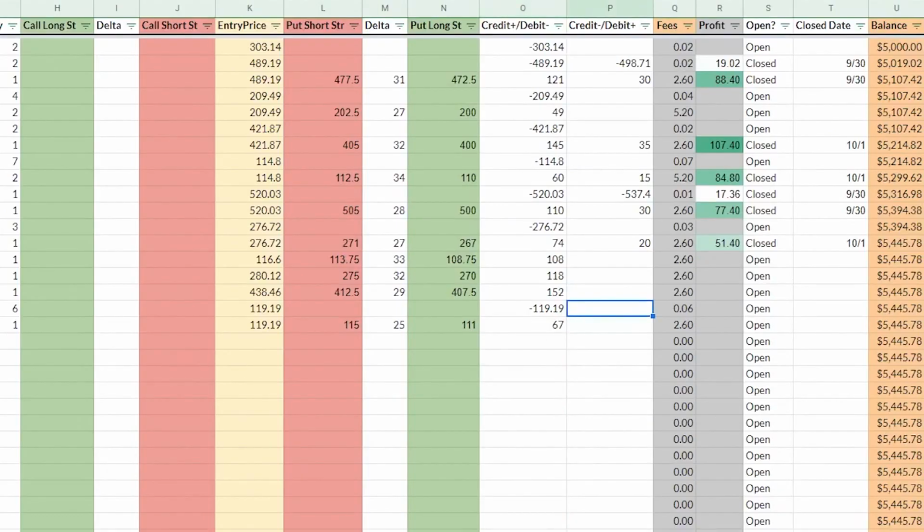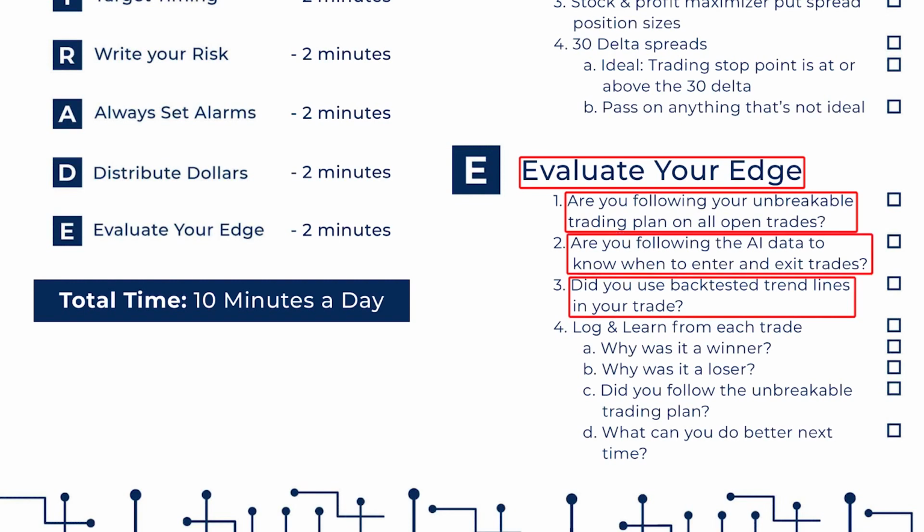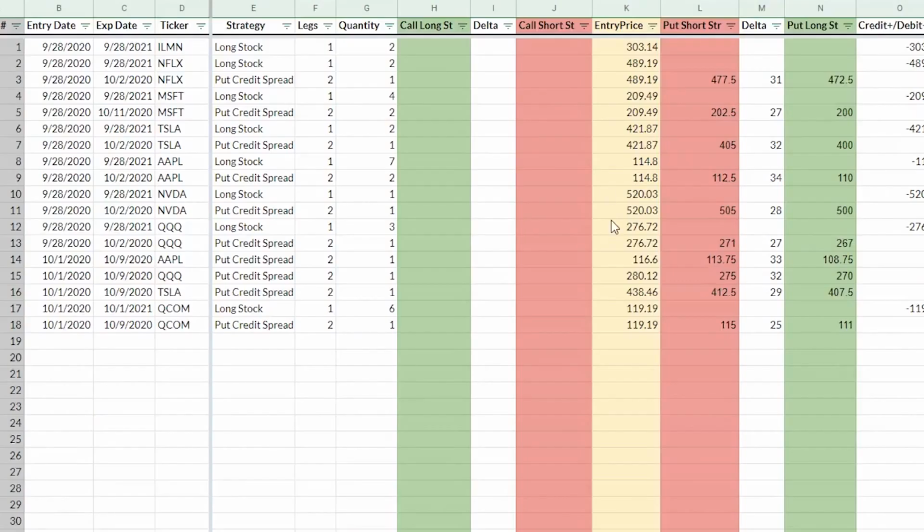Okay, and now it's working for us. So that's everything you're going to need to know on the QCOM opening, right? We are going to evaluate our edge later on, making sure we're following our plan. That's super important. If you aren't following your plan, you could be setting yourself up for a disaster. We know our back-tested trend lines. We know we're trading with AI. And later on, we're going to put this into our results and see how it turned out.